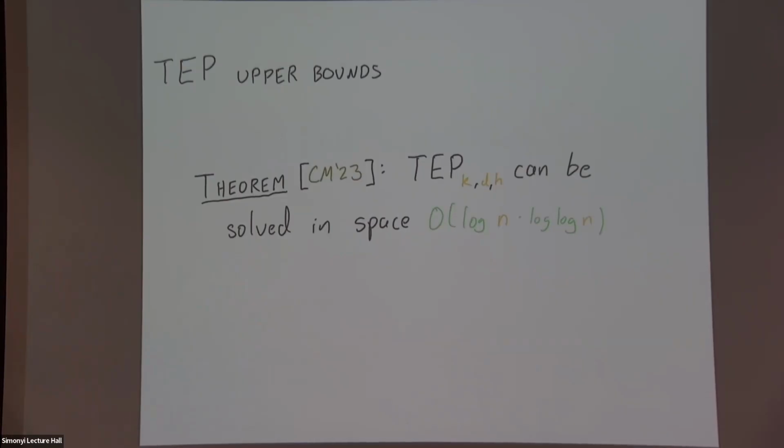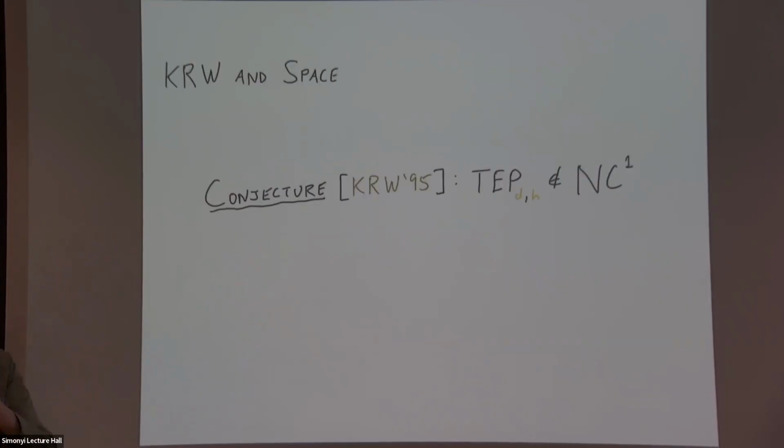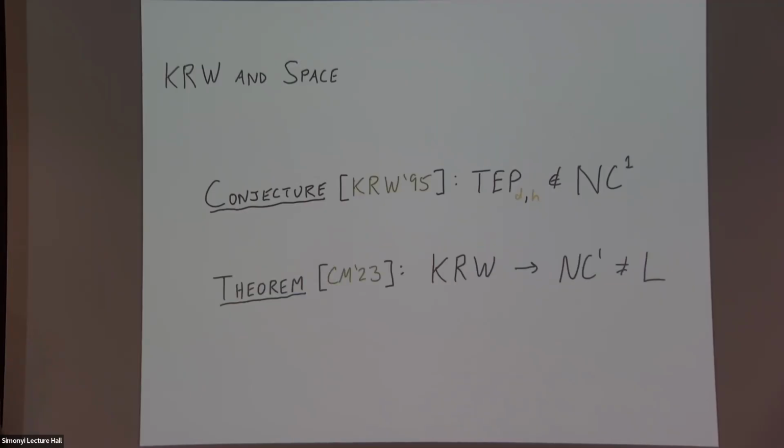And that's relevant because of the KRW conjecture. So at the beginning, we saw that there was this long-standing conjecture that tree evaluation with this unbounded fan-in parameter is not in NC1. And if you put our previous fact together, this shows that now, if you could prove the KRW conjecture, you would no longer just separate NC1 from P, you would separate NC1 from L. So you would show a separation between formulas and branching programs.